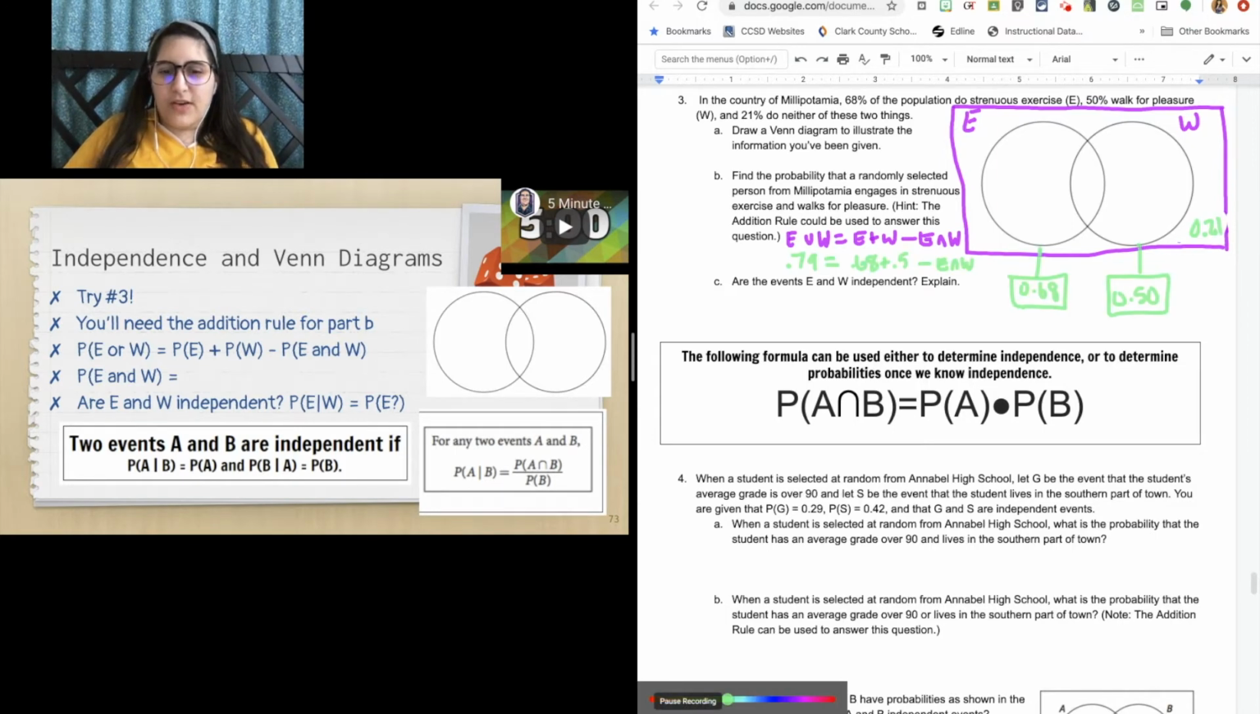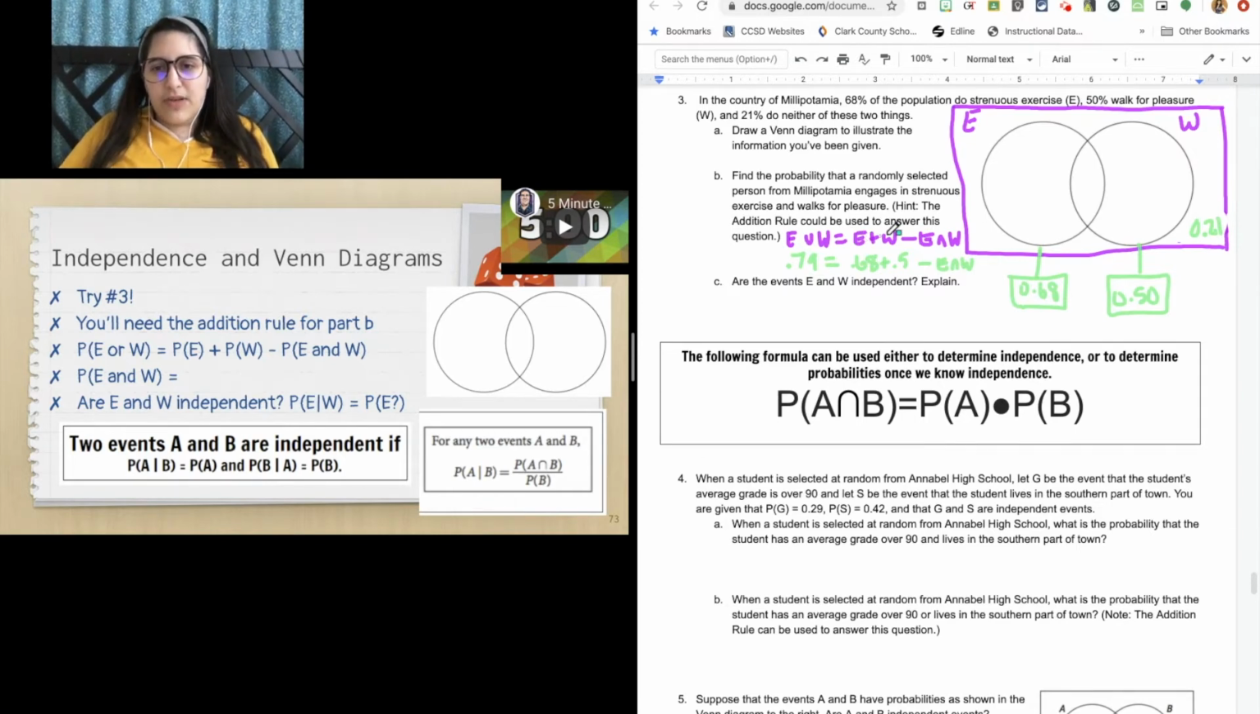Okay, so I figured that you may have gotten about this far, and then you may have gotten a little stuck to figure out what this middle part is. So I wrote something out to help you. What I need to figure out is this middle part right here, this and probability. But in order to do that, I need to know these other three things. I can't have two variables when you only have one equation. So I know from the problem that 21% of people do neither of those things, which is why 0.21 is out in the bottom right-hand corner. I know that 68% total is in that E circle and 50% total is in the W circle.